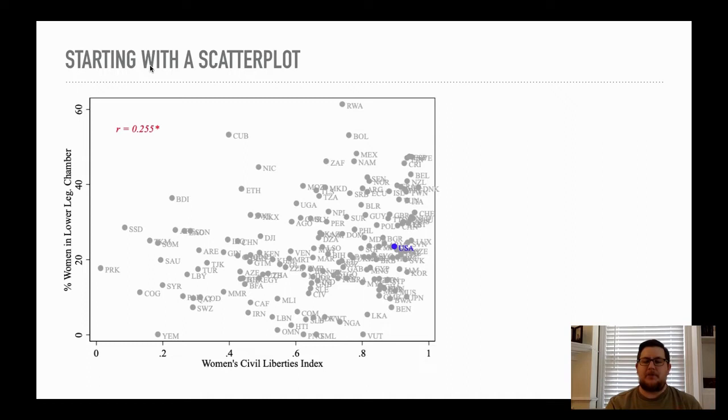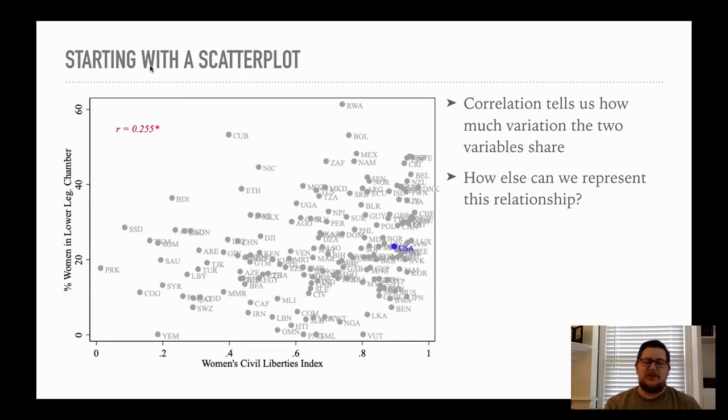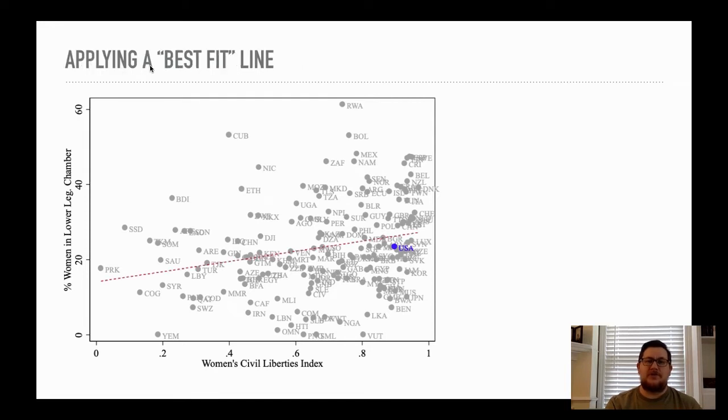Again, a correlation tells us how much variation the two variables share. But how else can we represent this relationship? Think back to that correlation discussion that we had several weeks ago, right at the beginning of the online class. We could do this with a line. So if we wipe out the correlation coefficient and draw a line, in fact, as you'll see, the title changed. We are now applying what's known as a best fit line.